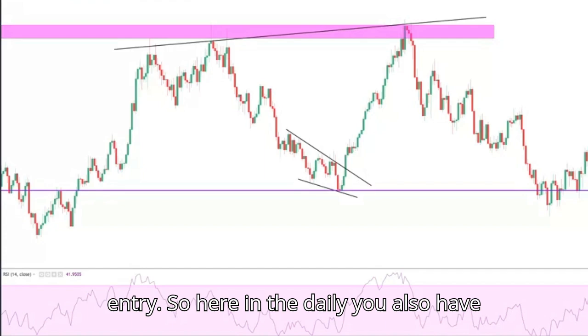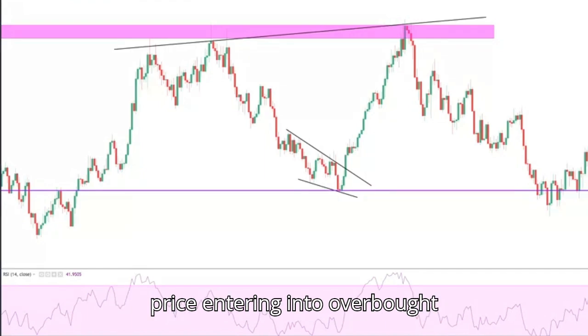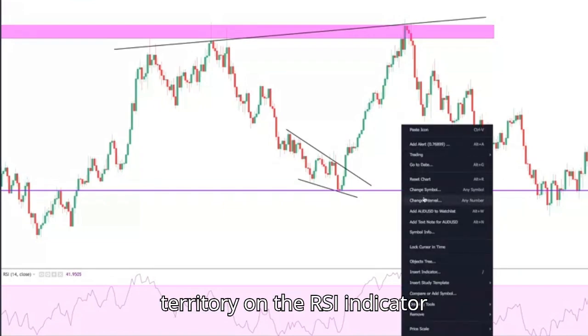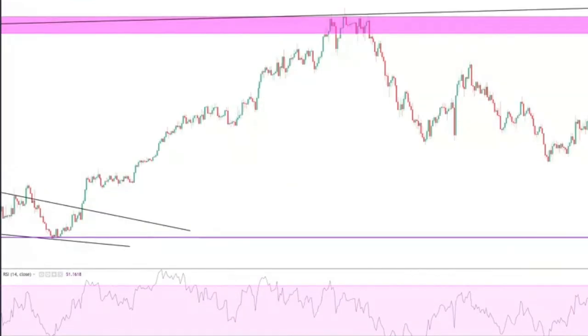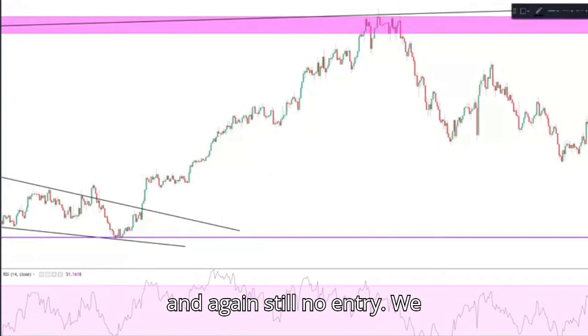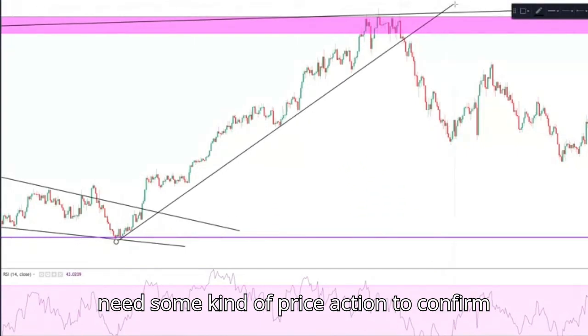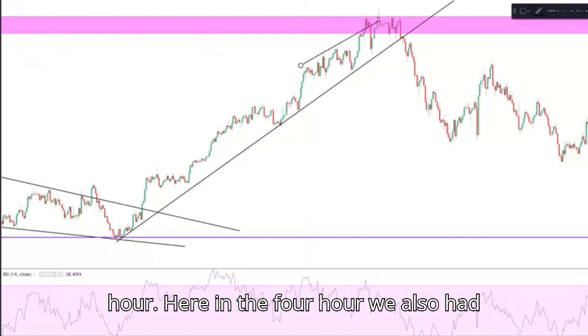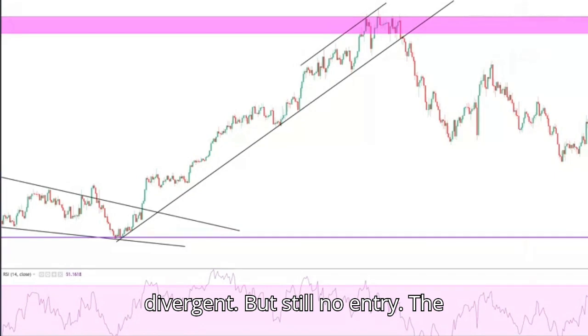So here in the daily, you also have price entering into overbought territory on the RSI indicator. And again, still no entry. We need some kind of price action to confirm our bias. So let's jump down to the 4-hour. Here in the 4-hour, we also had divergence, but still no entry.